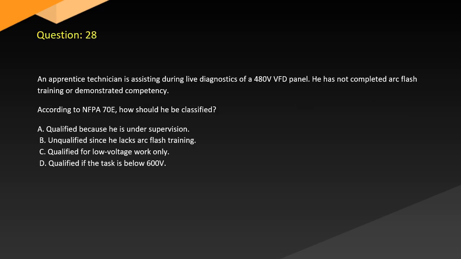Question 28. An apprentice technician is assisting during live diagnostics of a 480 volt panel. He has not completed arc flash training or demonstrated competency. According to NFPA 70E, how should he be classified? A. Qualified because he is under supervision. B. Unqualified since he lacks arc flash training. C. Qualified for low voltage work only. D. Qualified if the task is below 600 volts.